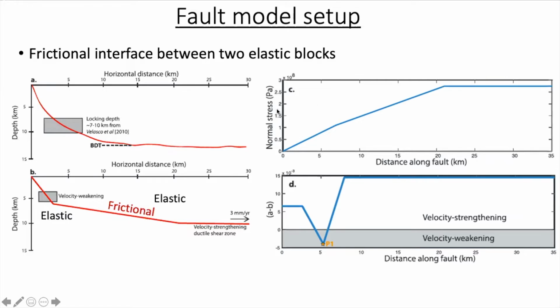And then we load the fault by pulling at 3 millimeters per year in extension. And while we load the fault, we also model the slip velocity based on rate and state friction using the equations from the last slide.